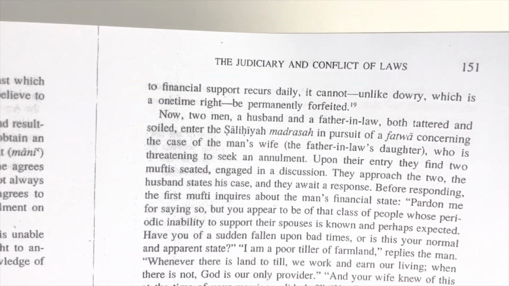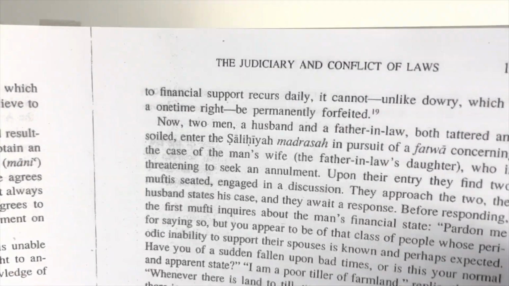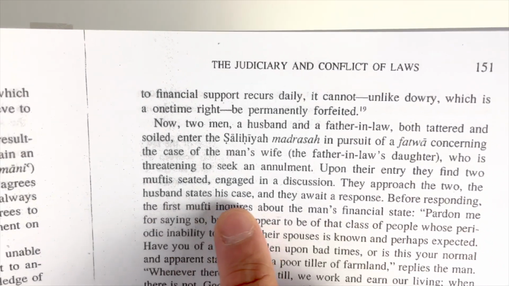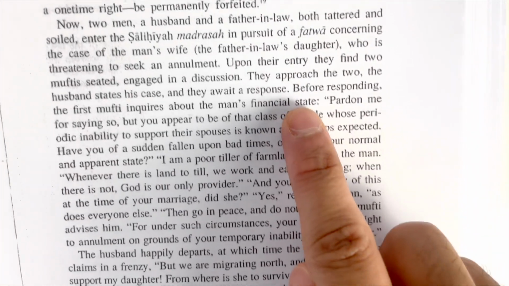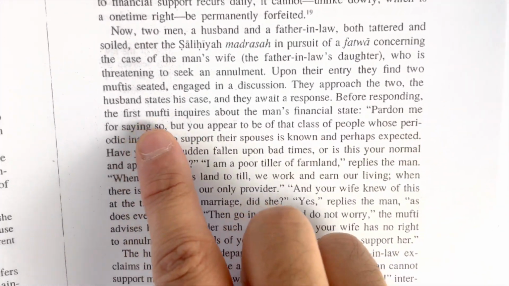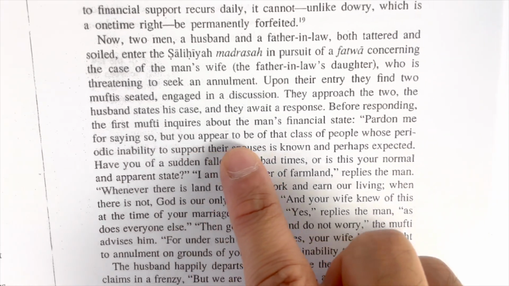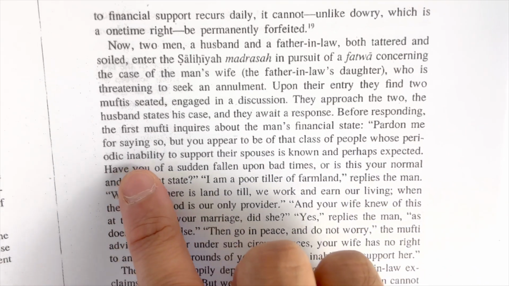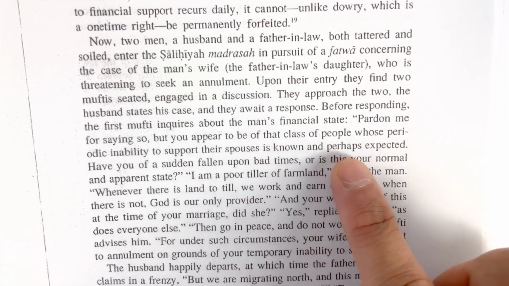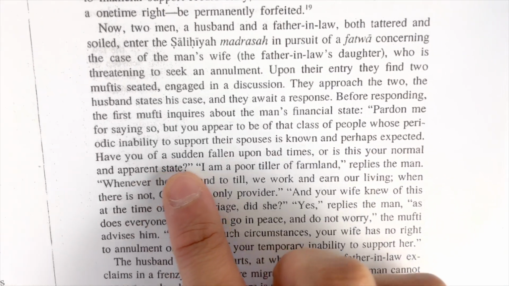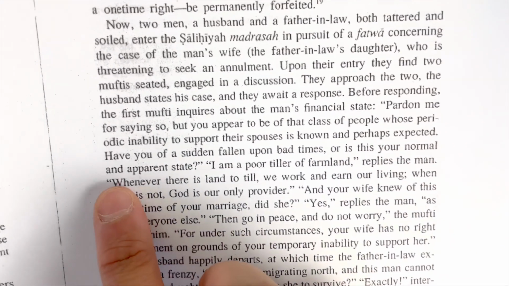Upon their entry, they find two muftis seated, engaged in a discussion. They approach the two, the husband states his case, and they await a response. Before responding, the first mufti inquires about the man's financial state. Pardon me for saying so, but you appear to be of that class of people whose periodic inability to support their spouse is known and perhaps expected. Have you of a sudden fallen upon bad times, or is this your normal and apparent state?